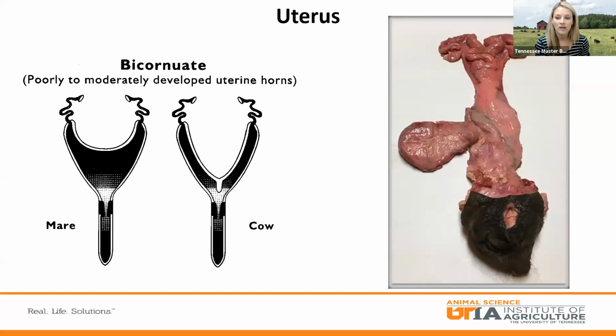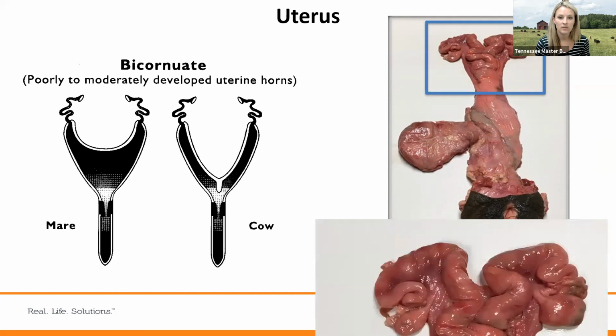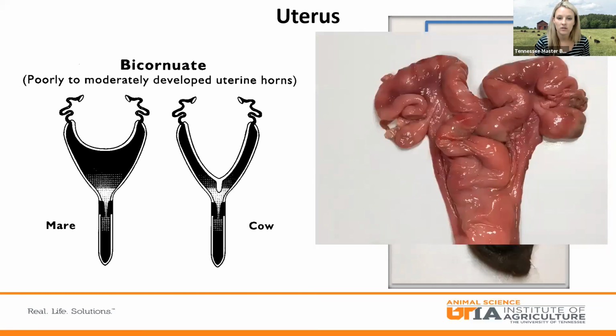The mares have a much larger uterine body. And when I say uterine body, I'm talking about that portion right at the base before the horn split. I'd like to think of it as a Y shape. So the bottom portion of that Y would be the uterine body. And again, just showing that. And then I blew it up a little bit so you can see it a little bit better where those horns split off.